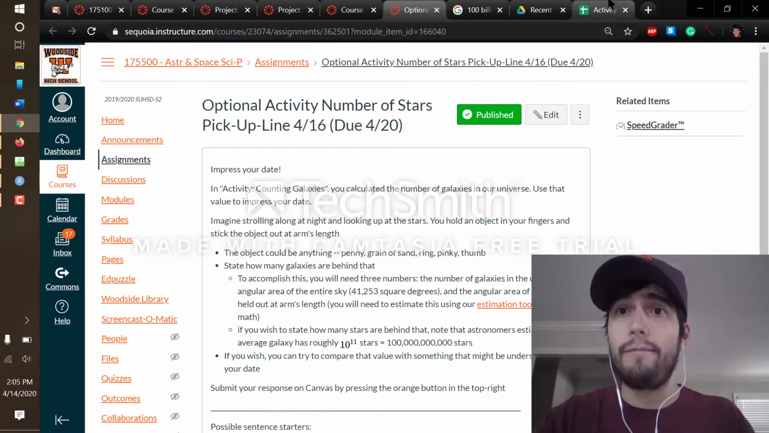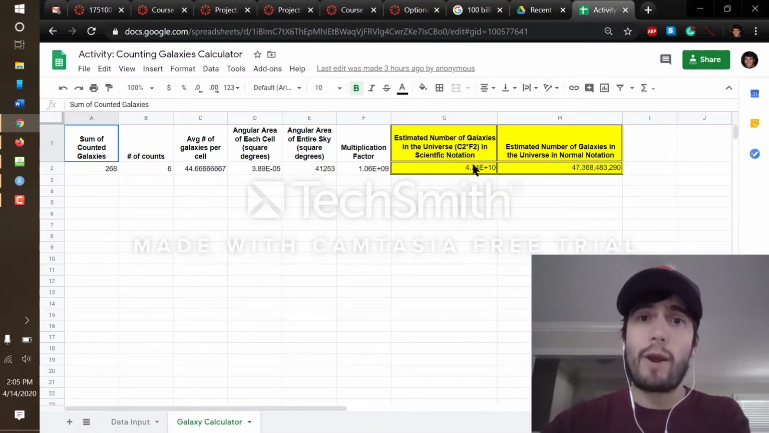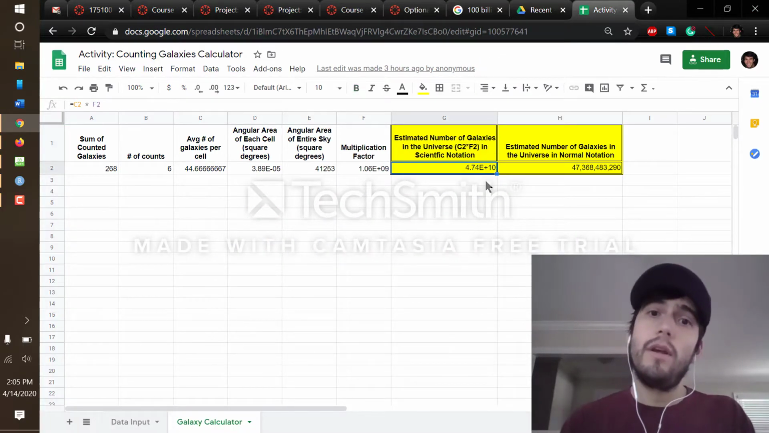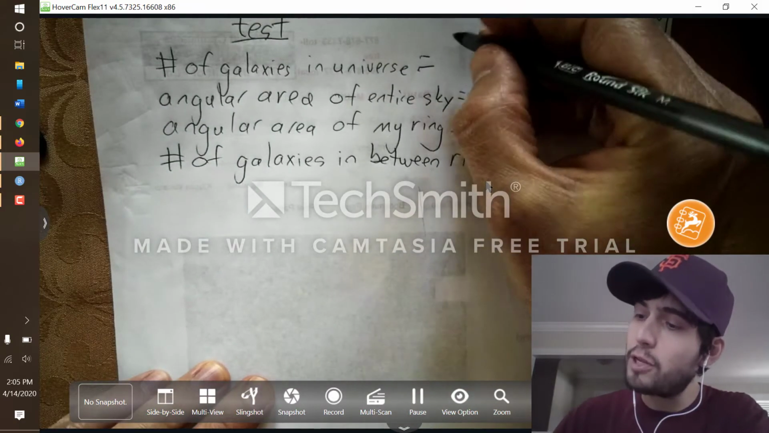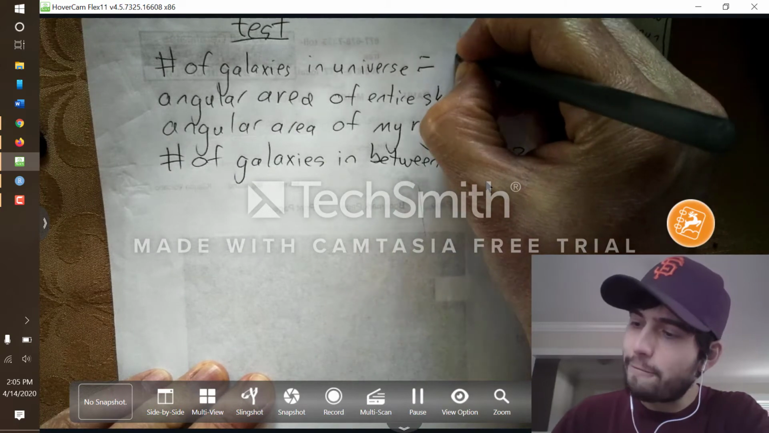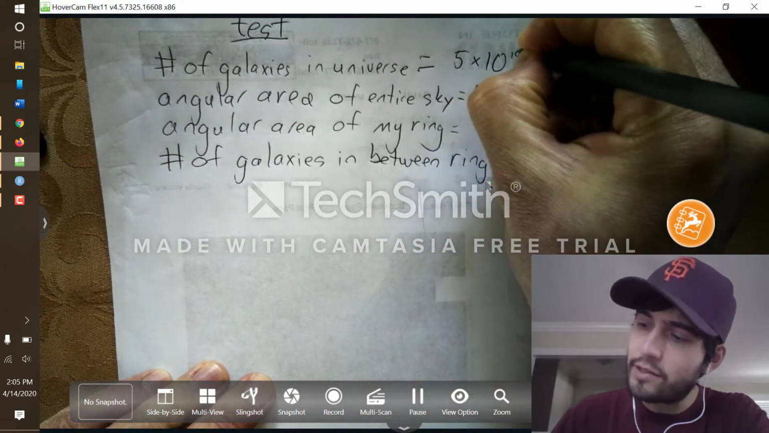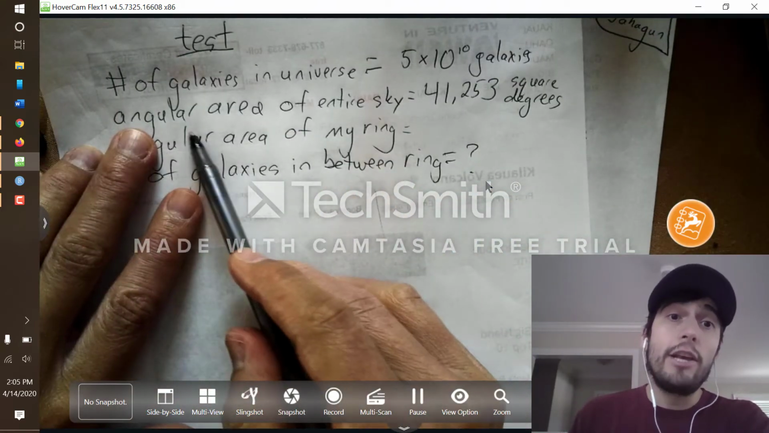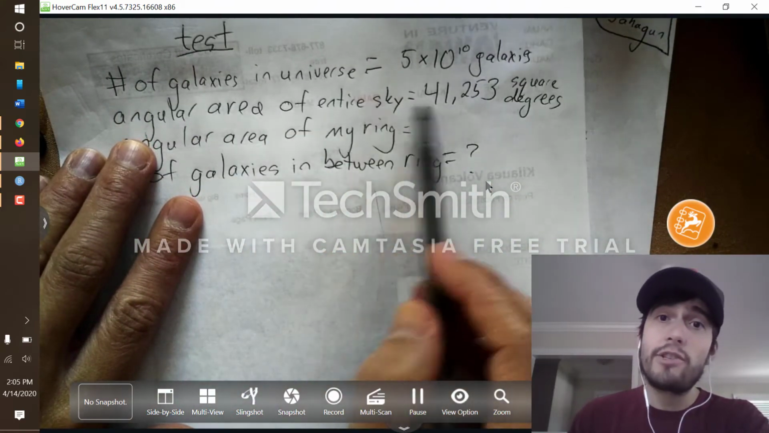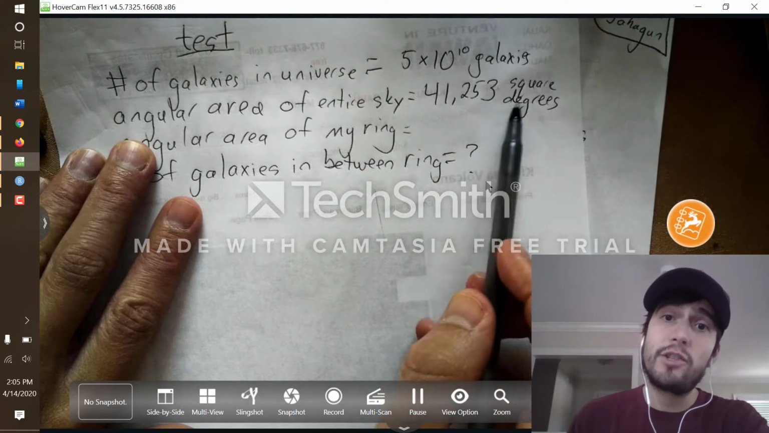So here's kind of mine. Around 5 times 10 to the 10th galaxies in our universe is what we're predicting. So that's the number I'm going to use. So around 5 times 10 to the 10th galaxies. So that's a lot of galaxies. The angular area of the entire sky, this I gave to you, 41,000 square degrees.